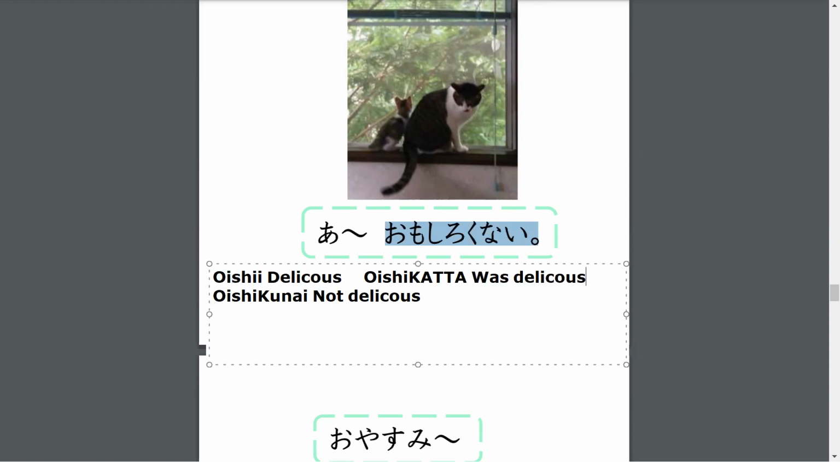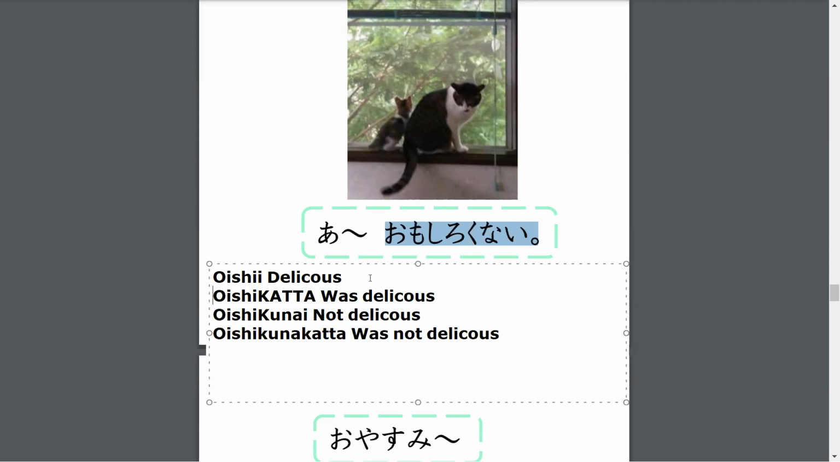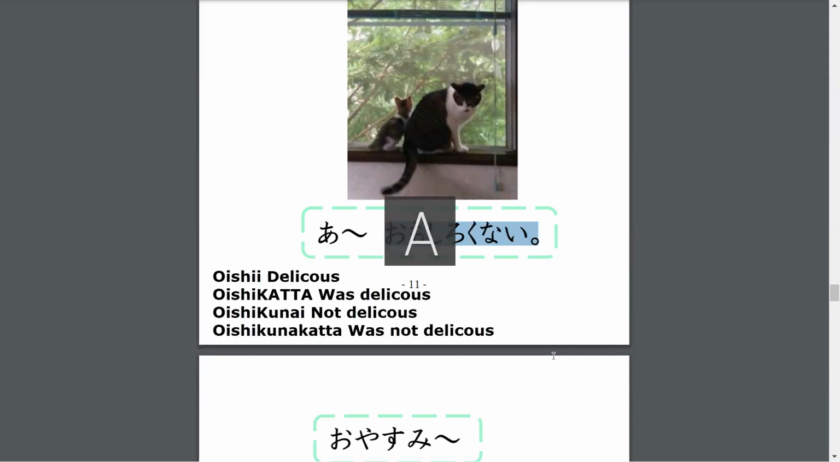Then you want to say was not delicious. It will change now to oishikunai, but we will drop the i and add katta. So we're saying here now was not delicious. Oishikunai, oishikunakatta. Okay, so those are the differences here. For was delicious, we're just adding katta.